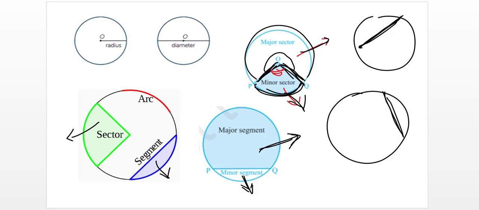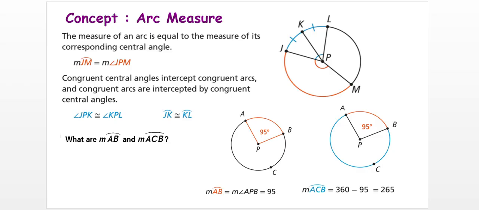You have to find the area of the segment, whether it's major or minor. Then they will ask you to find the arc length. Clear? So let's discuss now how can we measure an arc. As you can see here, it's written, let me highlight, the measure of an arc is equal to the measure of its corresponding central angle. So whenever they ask you to find either the central angle or the arc measure, it's the same thing.